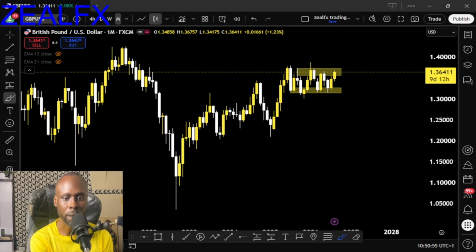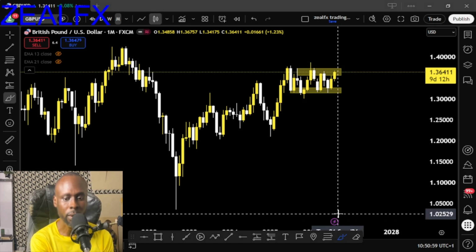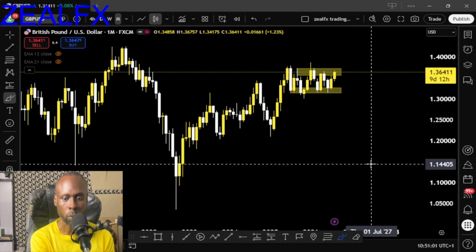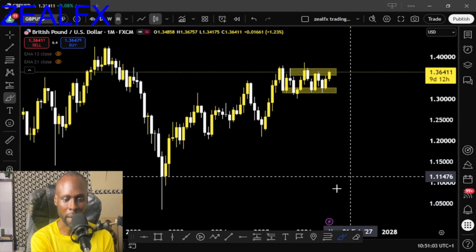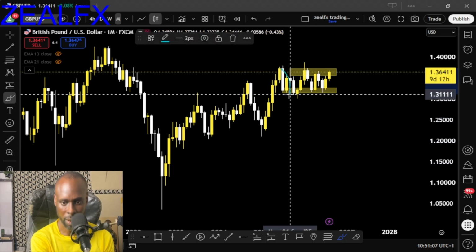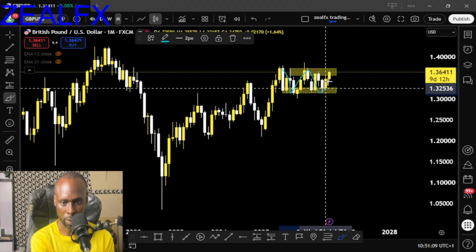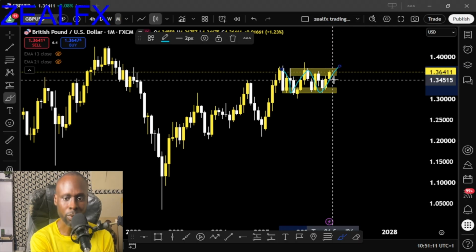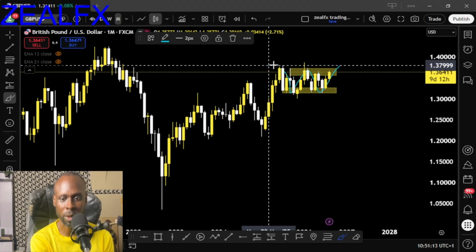So let's continue with the Forex analysis. Let's look at the monthly chart of the pound USD. On the monthly chart, we can clearly see price is still ranging, where price created this low, up, down, up. So you can see we have a ranging market structure on the monthly time frame.